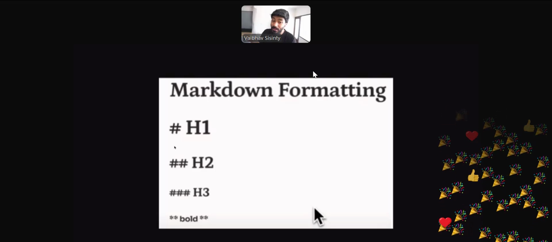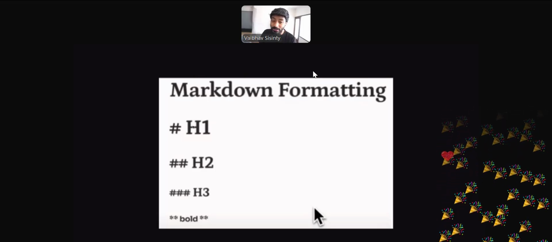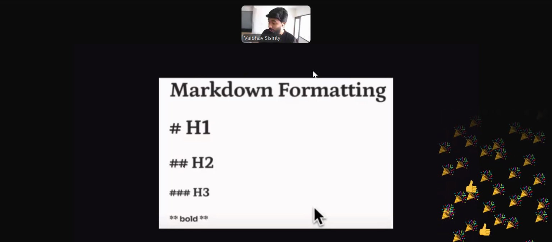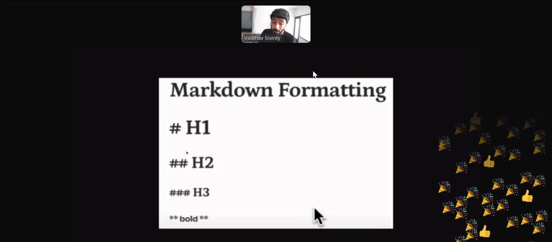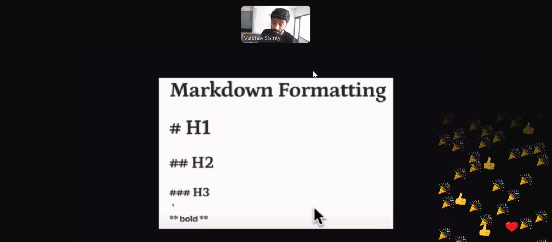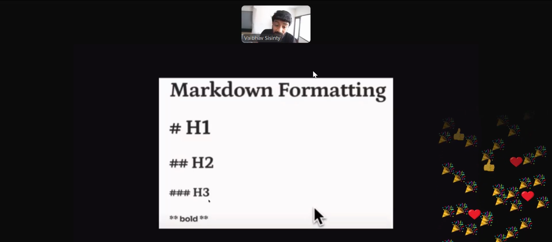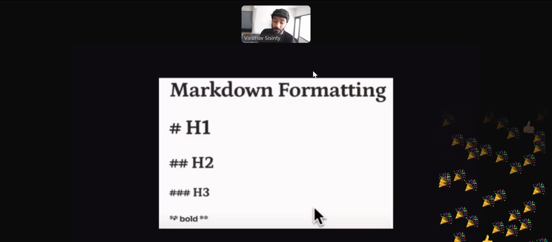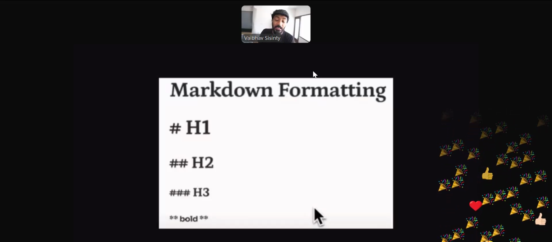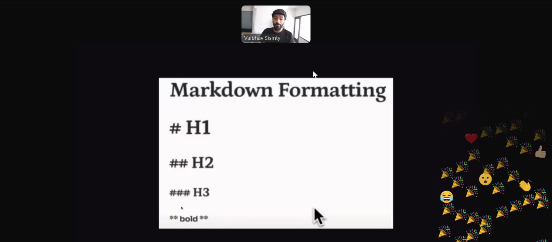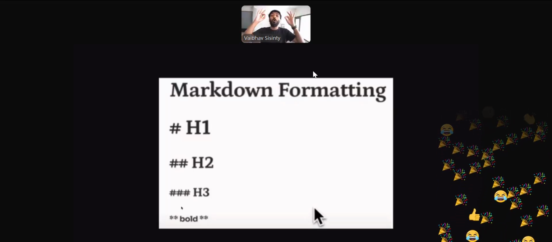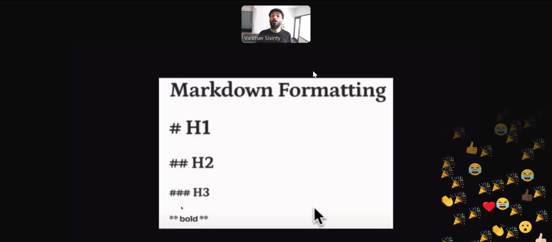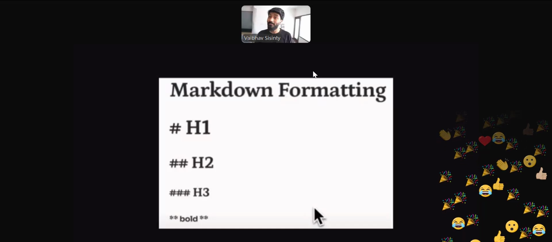Right? When it's a single hashtag, it's H1. Look at the size of the font. When it's two hashtags, it is H2. Look at the size of this font. It's smaller than H1. When it's three hashtags, it's a headline 3, which is smaller than H1 and H2, but still is a headline. And when you put a word between two stars, it is bold. So this is a coded way to tell AI what is important and what is not.